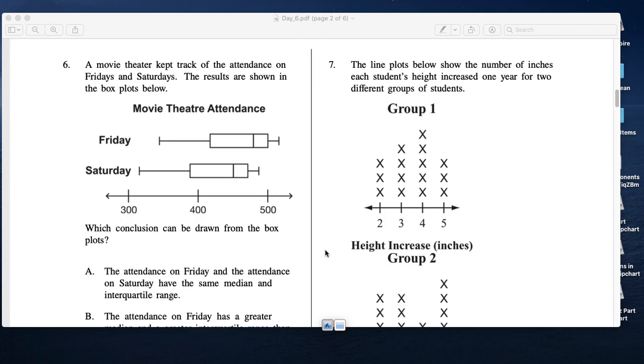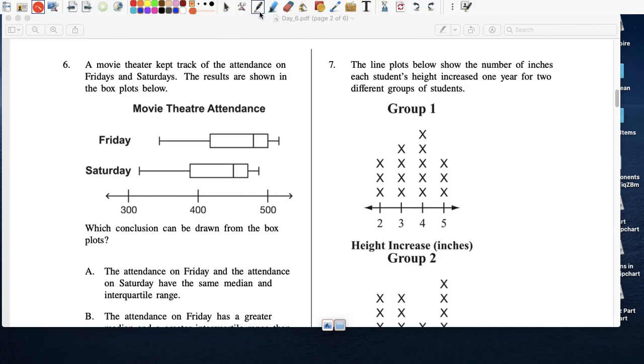So 6, here's a box plot. And which conclusion can be drawn? Conclusion A, the attendance on Friday and on Saturday have the same median. Not true, because the median on Friday is this line. The median on Saturday is this line, so A is garbage.